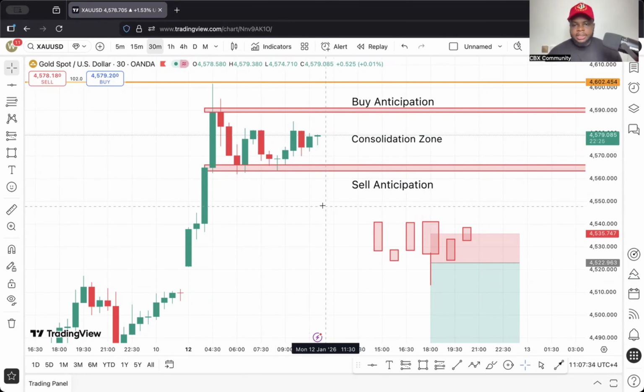Let's see what the market condition wants to do. Since we are in a consolidation zone, let's see what the market condition wants to do.